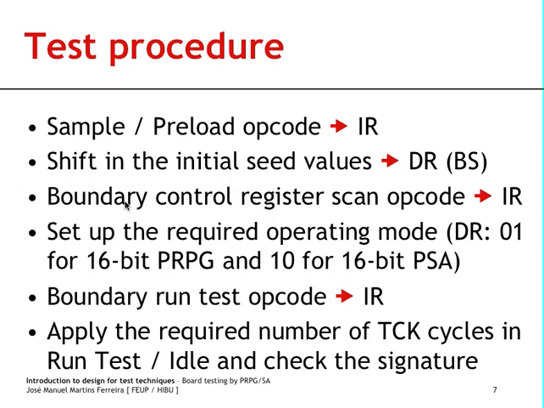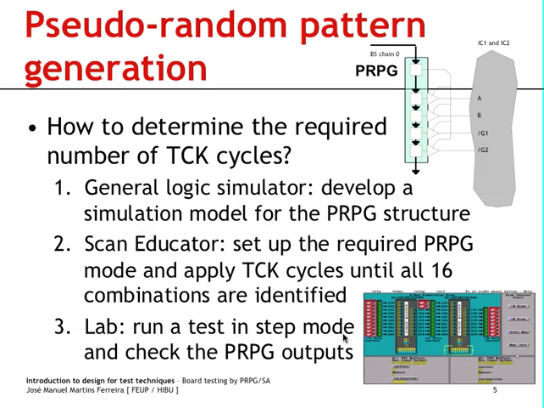And to do so, we will need to send in the boundary control register instruction, which is an optional instruction supported by these devices, and which selects a test data register called boundary control. After having loaded this instruction into the instruction registers of the two devices, we can shift in 01 to the device in the left and 10 to the device on the right. Finally, we are ready to load the boundary run test instruction, which is also an optional instruction supported by Texas Instruments in these devices. And after having done so, the remaining thing to do is just to apply the required number of test clock cycles as found out at this stage.